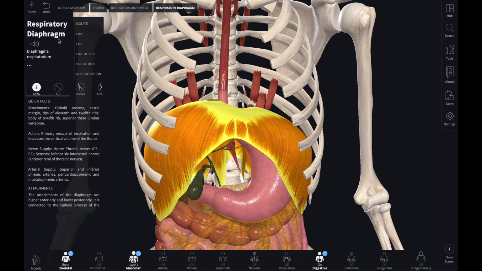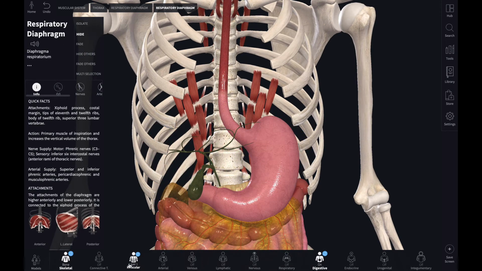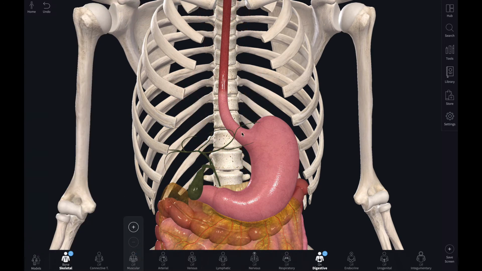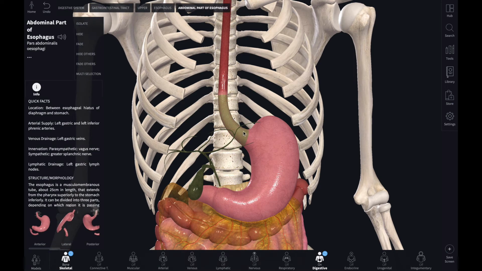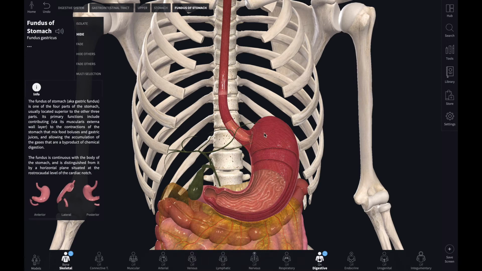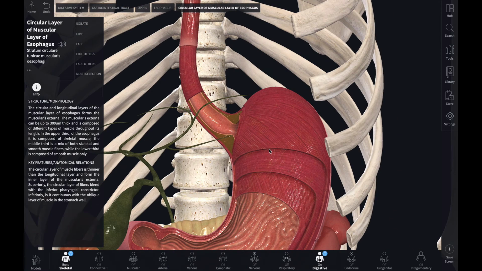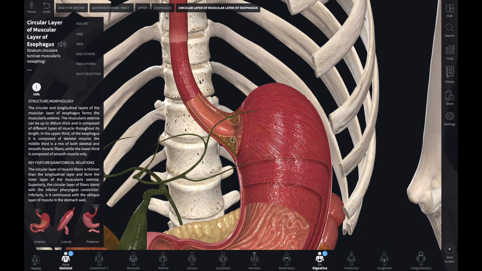If you look at this esophagus, this junction is called the gastroesophageal junction. Gastro means stomach, esophageal means esophagus. It has one circular muscle that is called the cardiac sphincter.